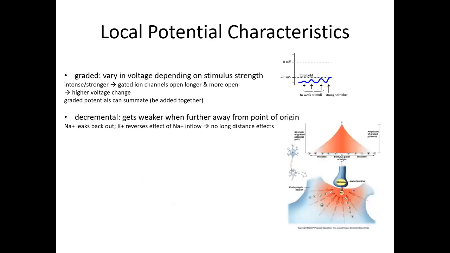The second thing is that it is decremental. The further you are from that point of origin, the weaker it is going to be. And that is what that upside down mountain or the drawing underneath it is trying to represent. So take a moment to look at those pictures as well. The third point is that it's reversible. As soon as that stimulation stops, the local potential ends. The cation is going to diffuse out of the cell very quickly. We're going to be back to our -70 resting membrane potential.